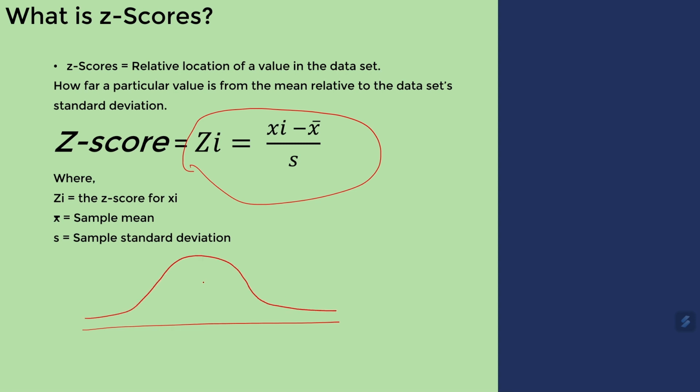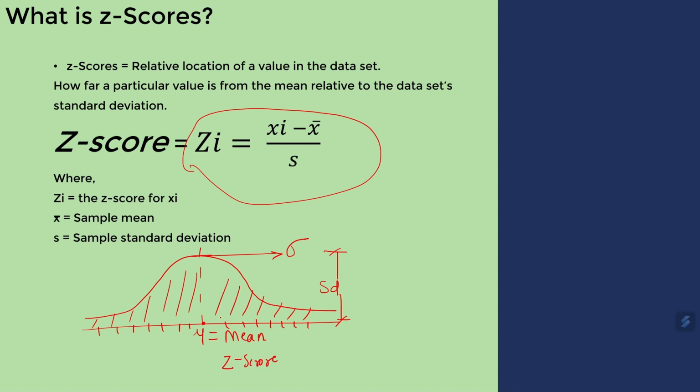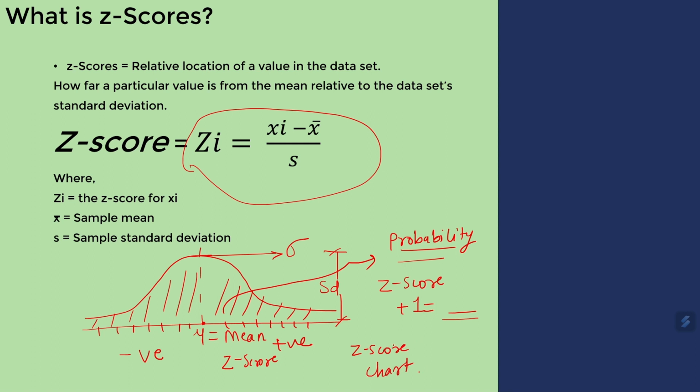normal probability distribution. This is a normal bell-shaped curve in which the midpoint is determined as the mean, denoted by mu, and this whole height is our standard deviation, which is denoted by sigma. So I'll explain this concept in detail. In this line we have our z-scores, and every individual z-score contributes to probability. This is the negative side and this is the positive side. A value of positive 1 z-score gives you the probability, which is available in the z-score chart. So I will explain this in the coming videos in detail.